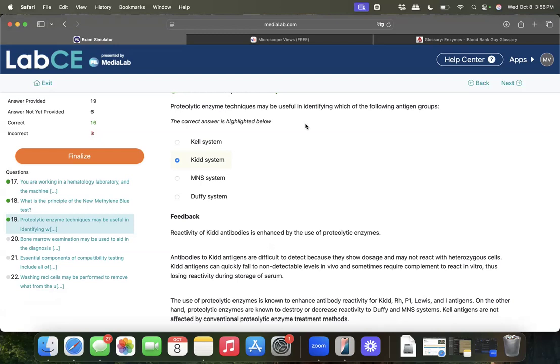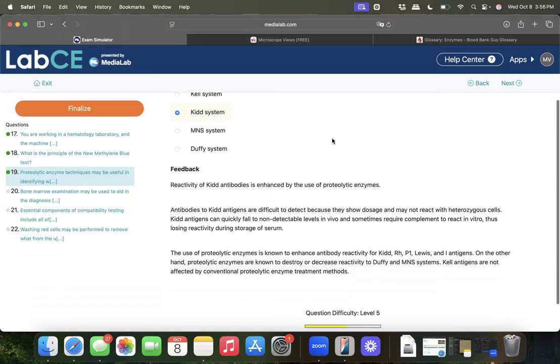Antibodies to Kidd antigens are difficult to detect because they show dosage and may not react well with heterozygous cells. Kidd antigens can quickly fall to non-detectable levels in vivo and sometimes require complement to react in vitro, thus losing reactivity during storage of serum. Okay. This was a level 5.